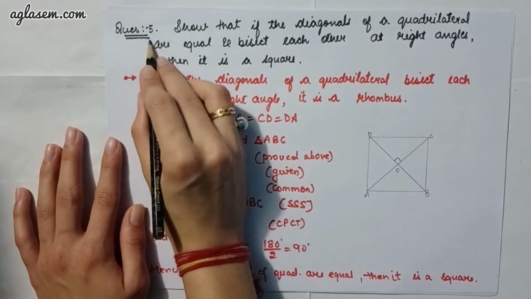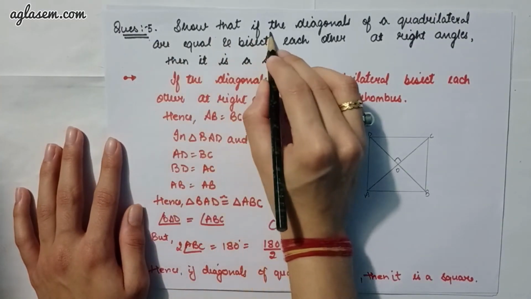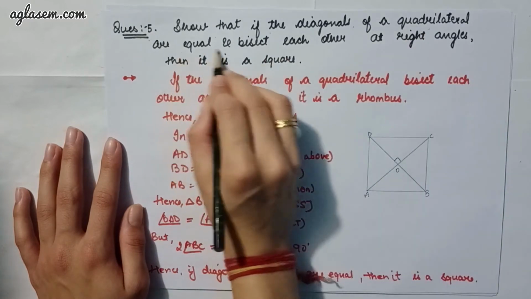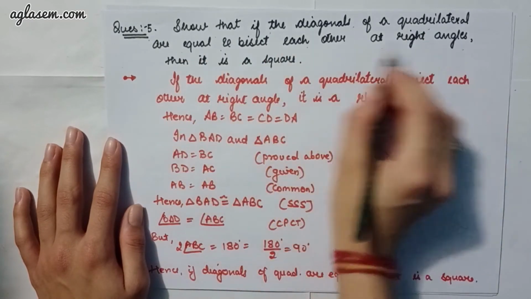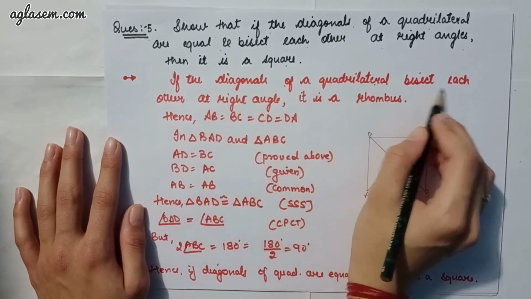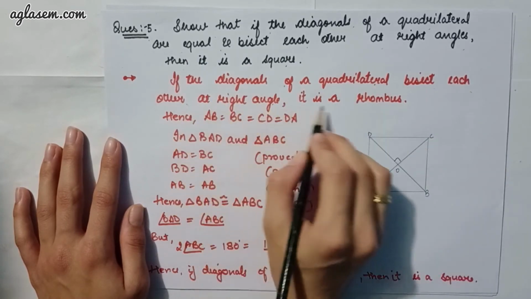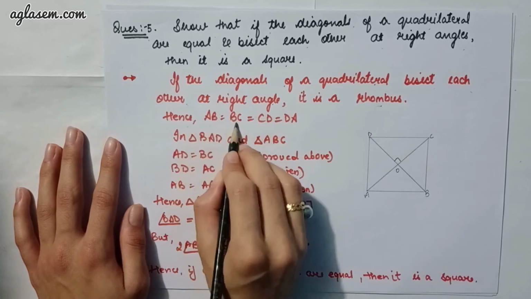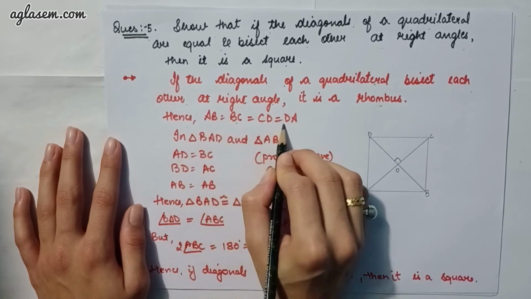Further, moving to our fifth question, which says, show that if the diagonals of a quadrilateral are equal and bisect each other at right angles, then it is a square. If the diagonals of a quadrilateral bisect each other at right angles, it is a rhombus. Hence, AB is equal to BC is equal to CD is equal to DA.